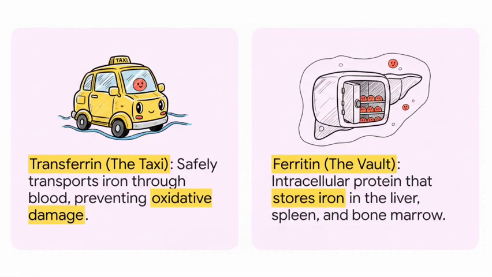Iron is associated with two main proteins in the body: transferrin, the taxi, which safely transports iron through blood, preventing oxidative damage, and ferritin, the vault, an intracellular protein that stores iron in the liver, spleen, and bone marrow. Both of these proteins are associated with the ferric form of iron.